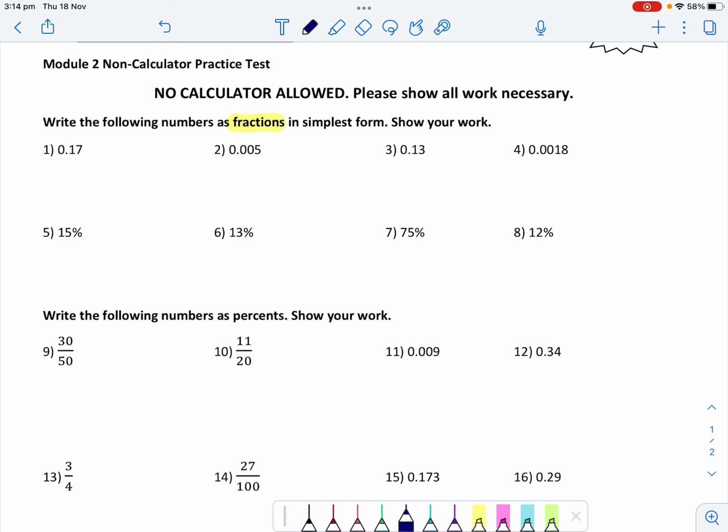So 0.17 is 2 decimal places, so it is over 100. And 17 over 100 cannot be simplified. Number 2 is 3 decimal places, which means over 1,000. So 5 over 1,000. This can be simplified. So I'm going to divide by 5 on both the top and the bottom. So 1 over 200.